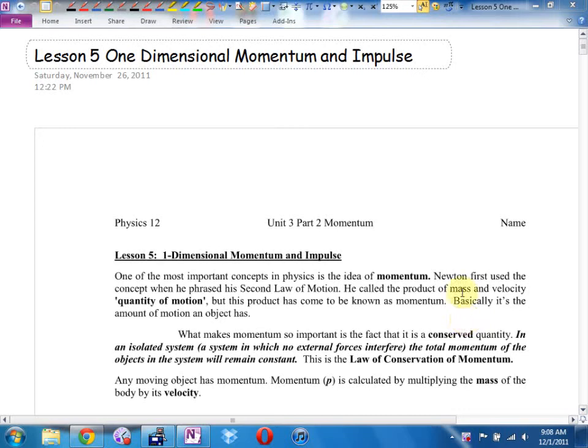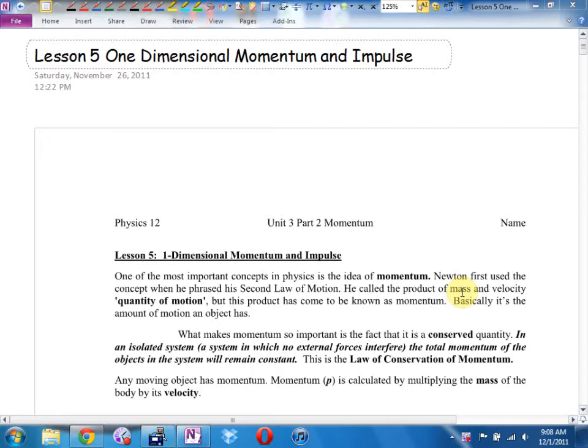Mr. Dueck, why is this called lesson five? It's actually the two units combined. Energy and momentum are actually one big unit. I always break them into two smaller ones because it's a lot of work for one big unit. But they have something in common.